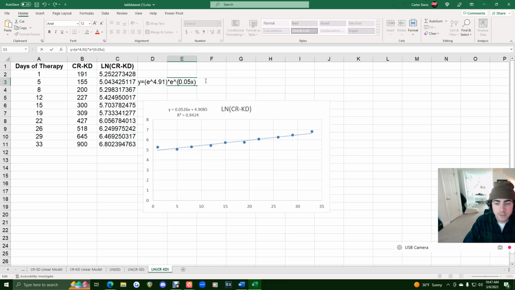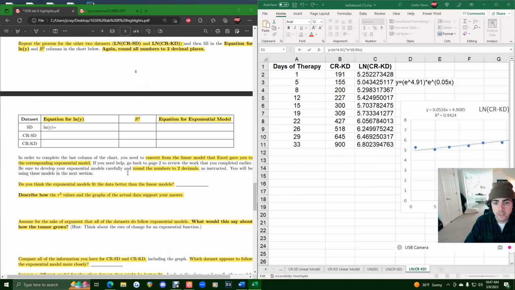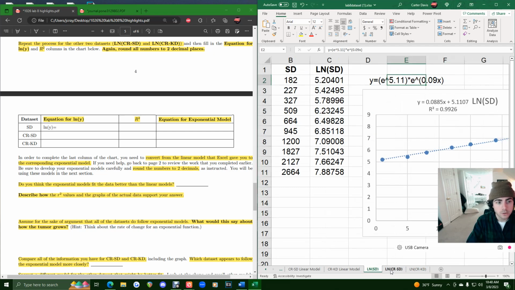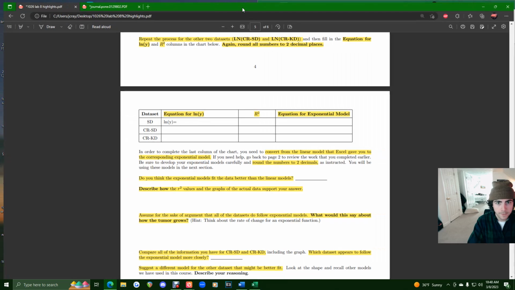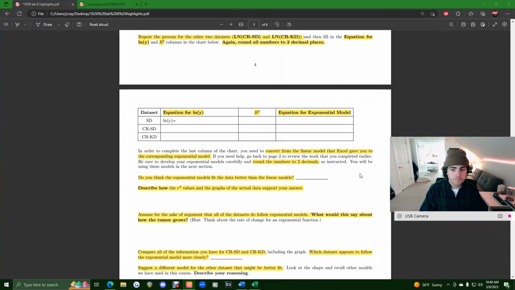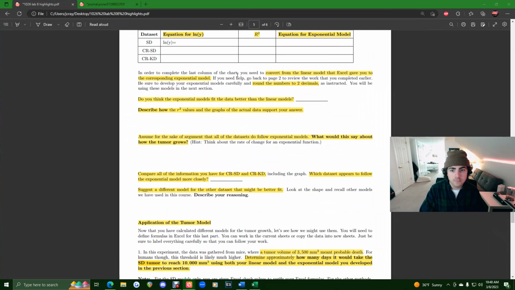All right, so I'm just typing these here as if I'm filling out this table here. Obviously, this is not going to calculate something decent in Excel. I'm just writing them out somewhere so you could, if you wanted to, transfer them to the chart here. Okay, let's see what's next. In order to complete the last column, convert, blah, blah, blah, round to 2 decimals. Do you think the exponential models fit the data better than the linear models?